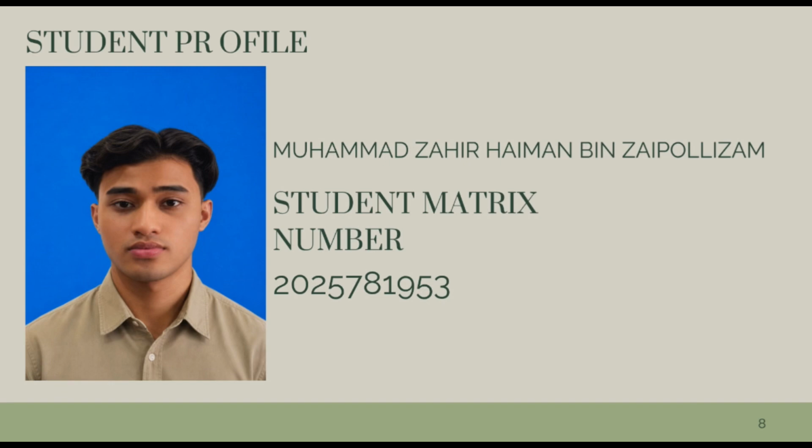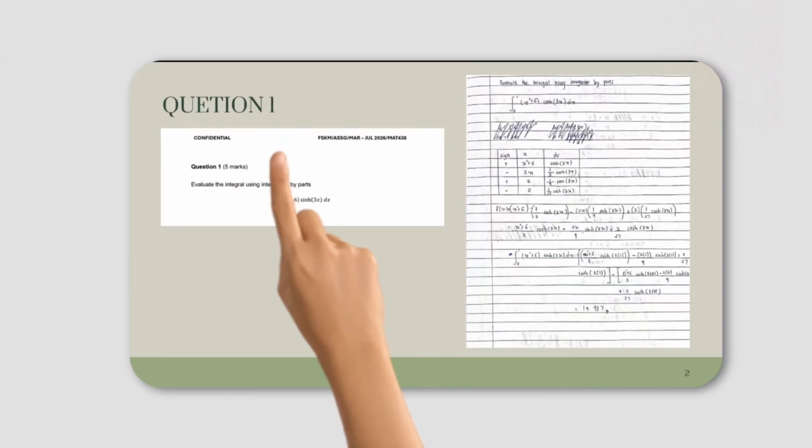Alright, so let's go to question number 1. In this question, I will tell you the steps to solve this equation. As we can see, this question needs to be solved using the tabular method. The tabular method is a shortcut for integration by parts when we have a polynomial term, what we call LIATE. In this question, we have algebra and trigonometry, so it's suitable for the tabular method.